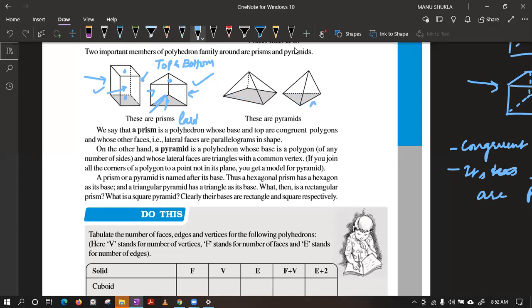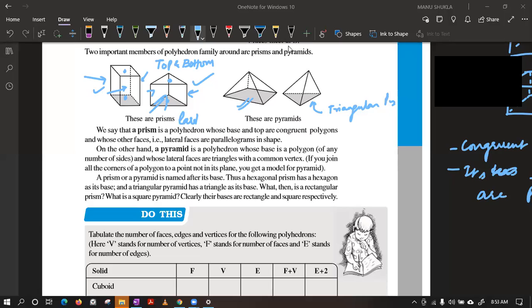Okay, class. To name a pyramid, we need to see the base. The base over here is a triangle, so we call it a triangular pyramid. What do we call this one, class? If this is a square, we will call it a square pyramid. Okay. What about this prism?